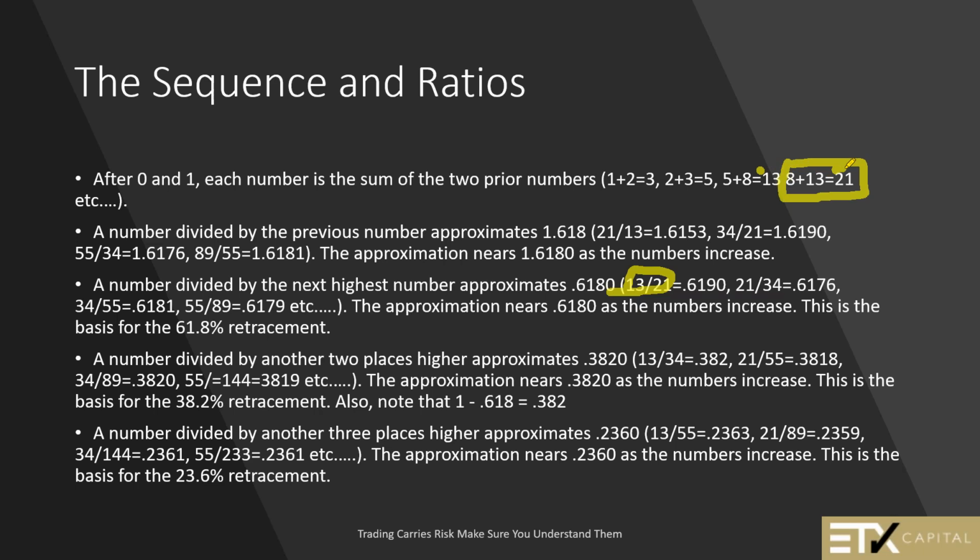But if we were to take the 21, instead of dividing it by the 13, which would have given us 161.8, we go over 2 digits and we divide the 21 by the 8, it's going to give us 0.618, which is approximately always, no matter how you divide it out, 0.618. And this comes to the 61.8 retracement level. If we were to go over a third digit and divide it out, this would give us a 38.2, which gives us the third level of the Fibonacci sequence.